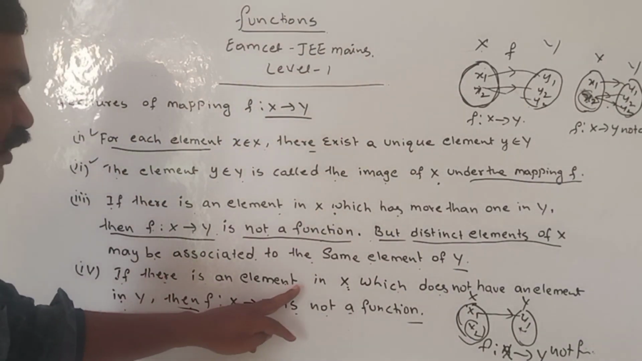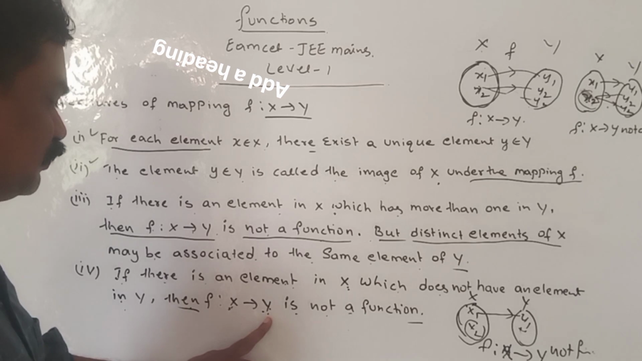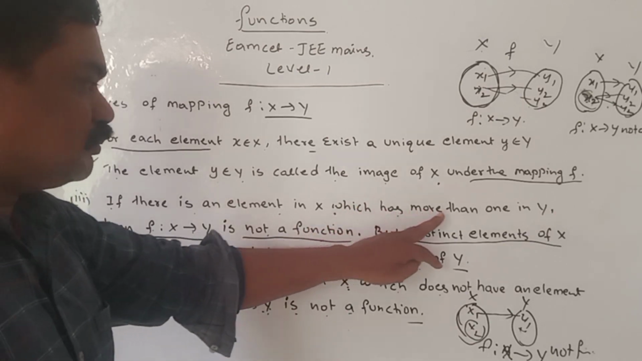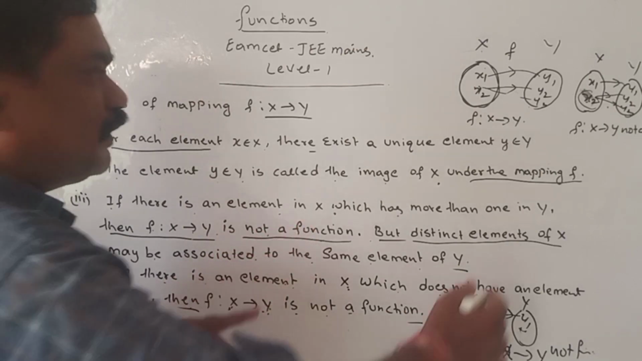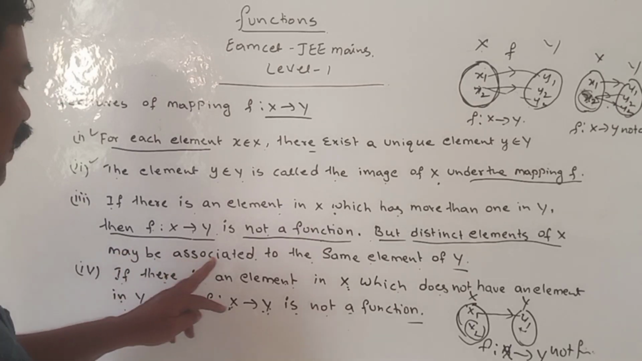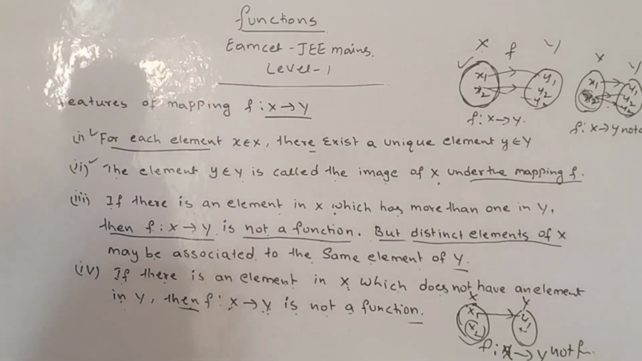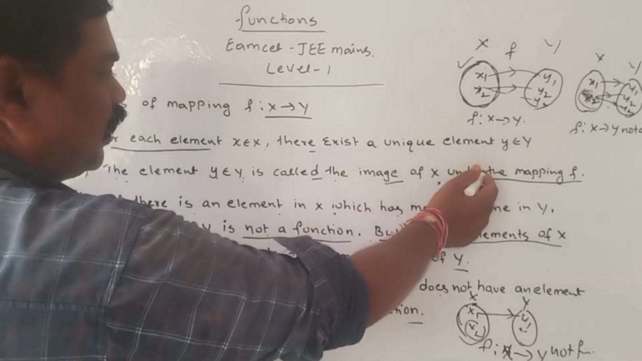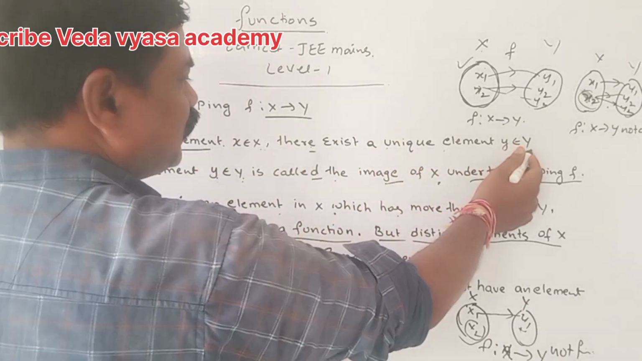If there is an element in X which does not have an element in Y, then f: X to Y is not a function. If there is an element in X which has more than one element in Y, then X to Y is not a function. But distinct elements of X may be associated to the same element in Y, and then we say it is a function. The element y belonging to Y is called the image of x under the mapping. For each element of X, there exists a unique element in Y.